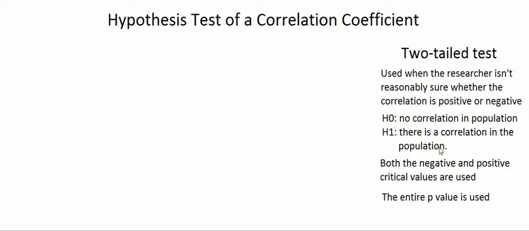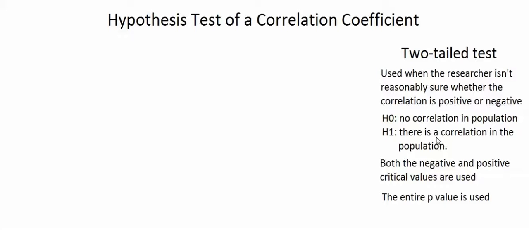It just says that there is some type of correlation in the population. So if we were doing a study on number of children and hours worked per week, and we were doing the two-tailed test, our null hypothesis would say that there's no correlation between number of children and hours worked per week in the population, and the alternative hypothesis would say that there is a correlation between number of children and hours worked per week in the population. Our alternative hypothesis wouldn't say whether it's positive or negative. It would just say that there is a correlation between number of children and hours worked per week.